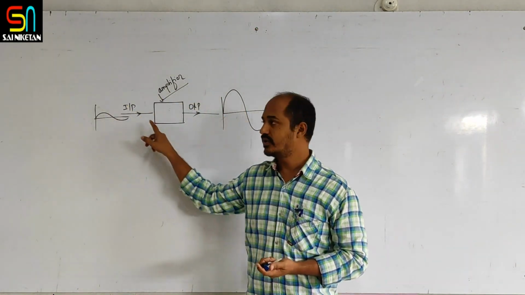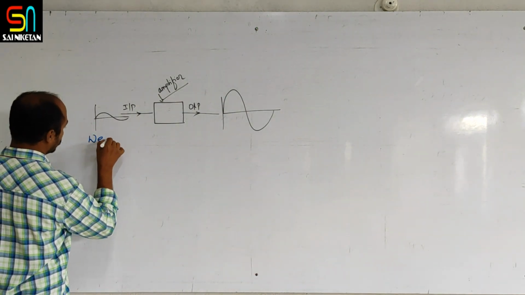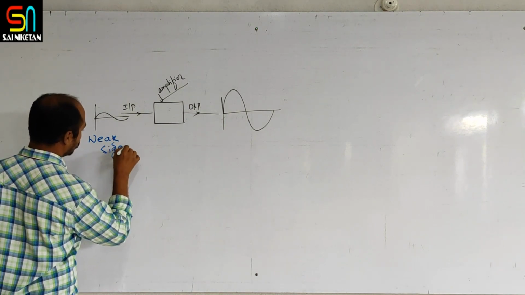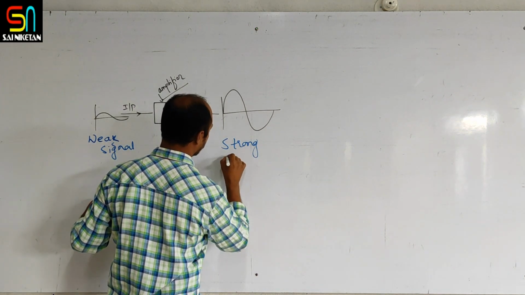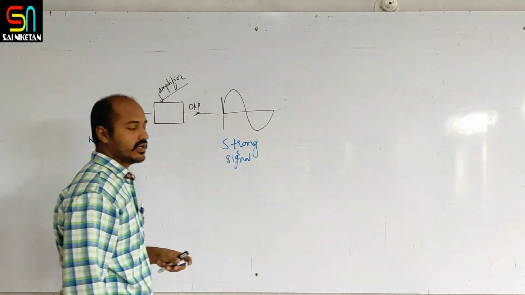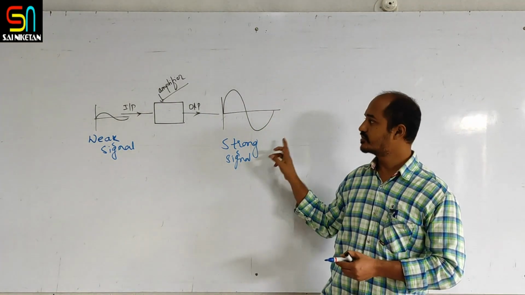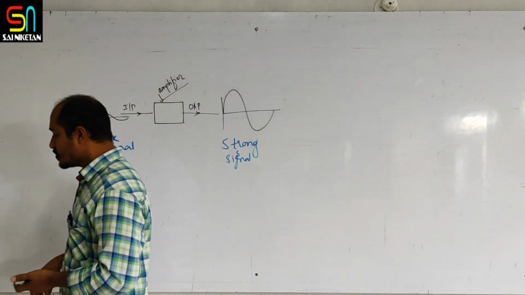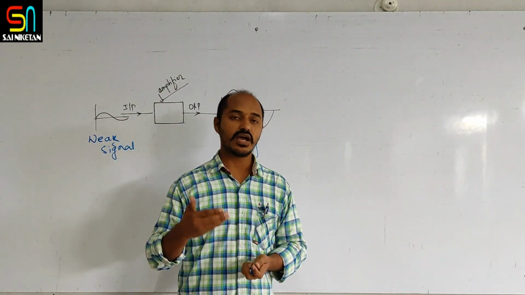By this you can define what an amplifier is. Here I am writing a weak signal, and here a strong signal, and this device is the amplifier, which converts a weak signal into a strong signal. By this definition you can state what amplification is and what an amplifier is. Now we will discuss how we can use a transistor as an amplifier.